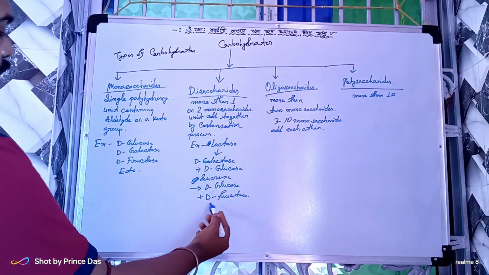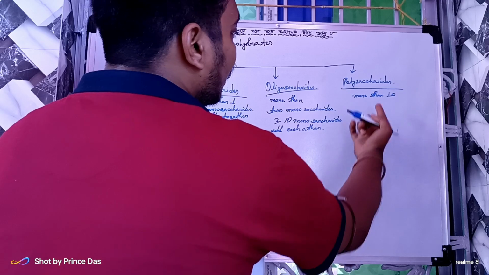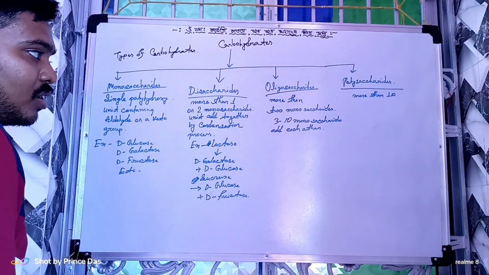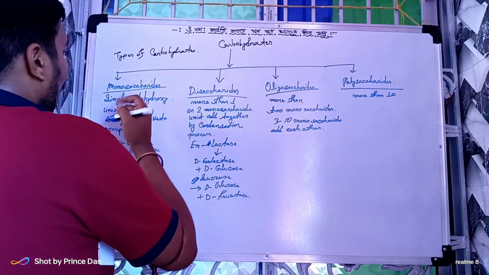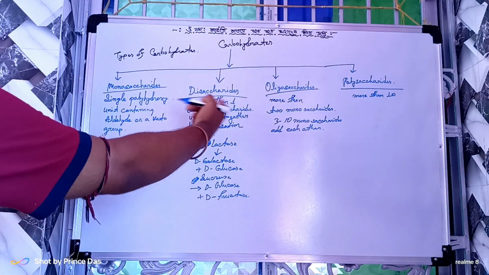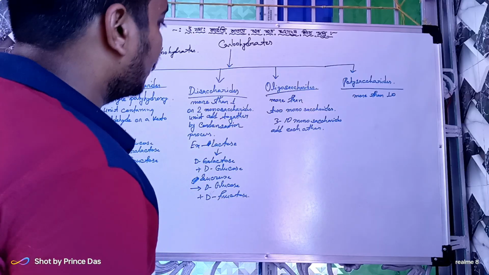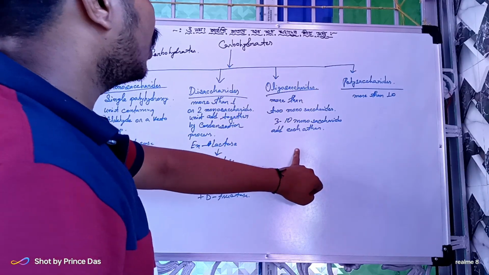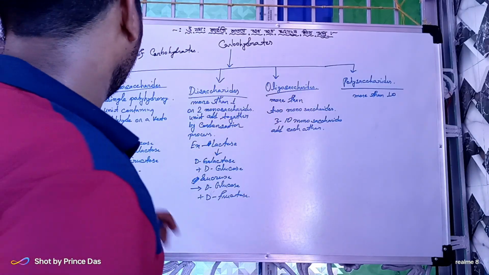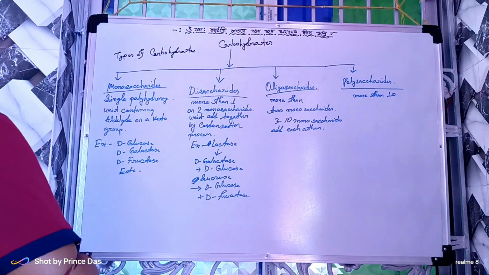So disaccharides and monosaccharides can be digested in our human body, but oligosaccharides and polysaccharides cannot be digested by our enzymes. Monosaccharides like glucose, fructose, galactose can be digested easily. Disaccharides like sucrose and lactose can also be digested easily. But the enzymes in our body are unable to digest oligosaccharides and polysaccharides. So forget those two, read these two. Okay, come to the next types.